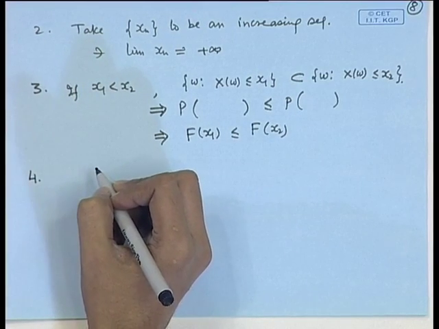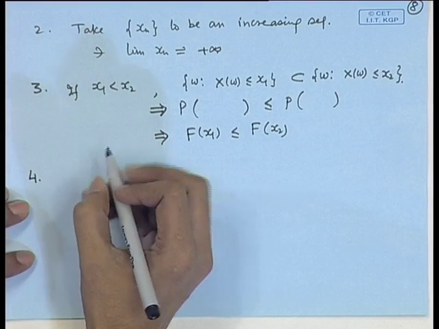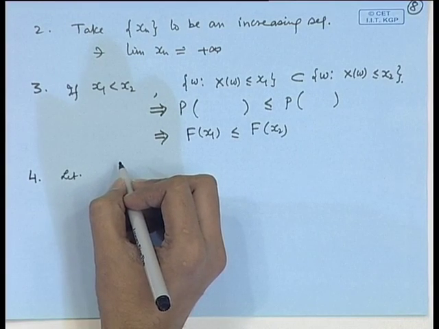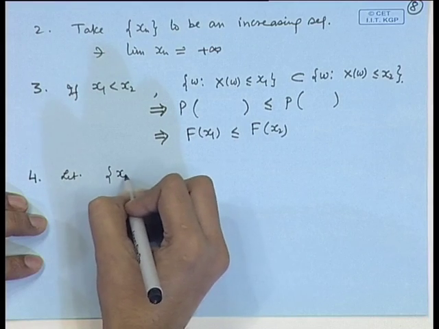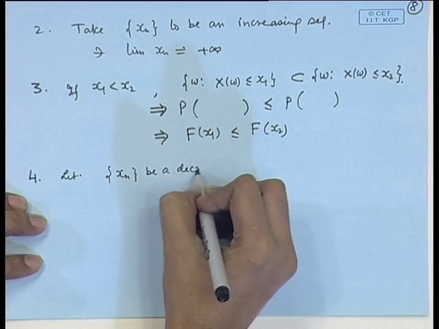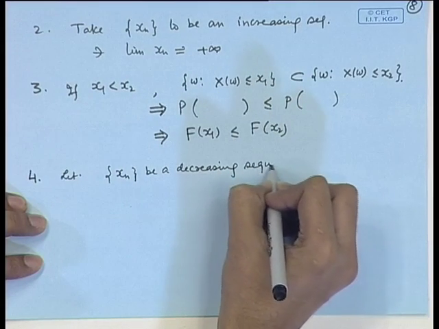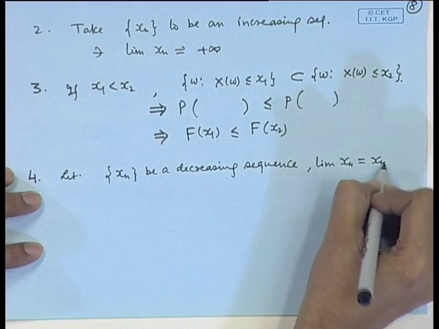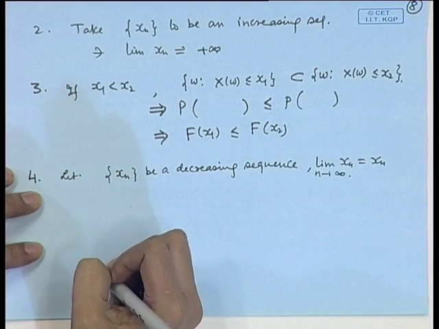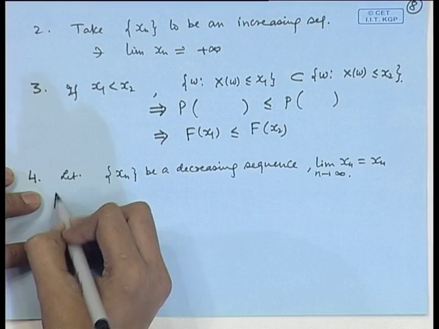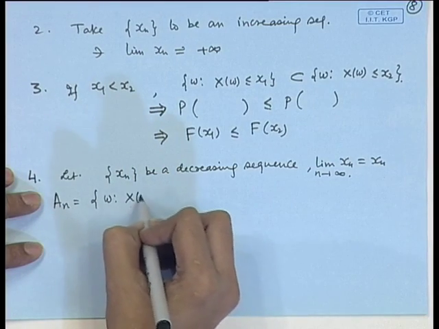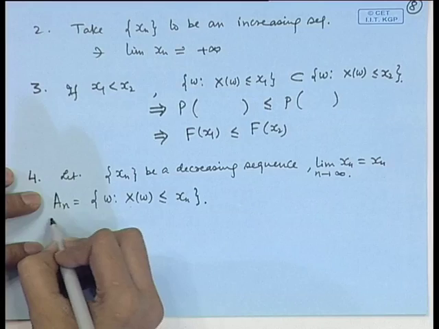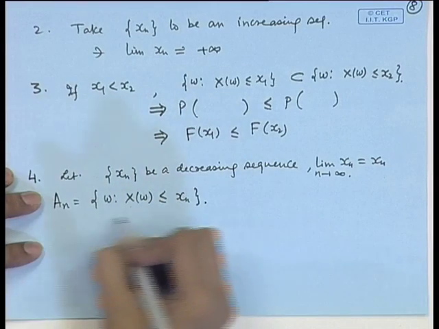To prove the continuity from the right, let us consider a sequence. Let x_n be a decreasing sequence with limit of x_n equal to, say, x as n tends to infinity. Now, consider the set A_n as the set of all those points such that X(omega) is less than or equal to x_n. Then these are measurable sets. A_n is a decreasing sequence.